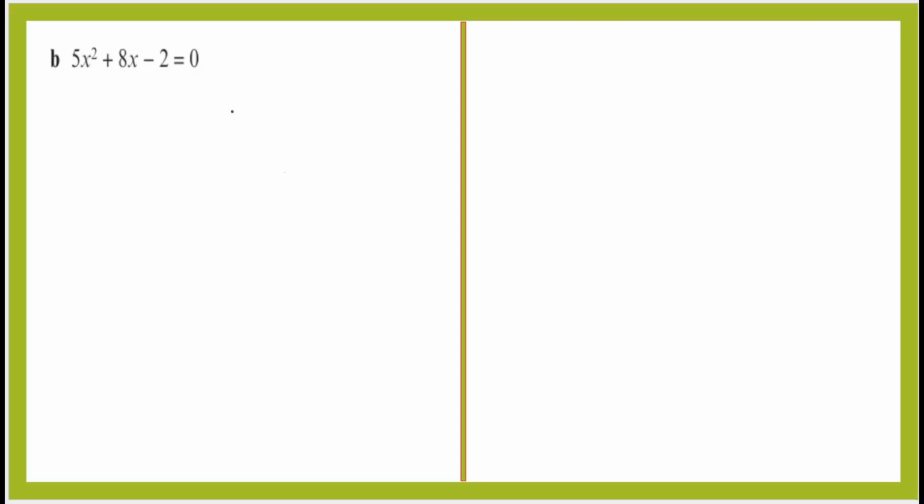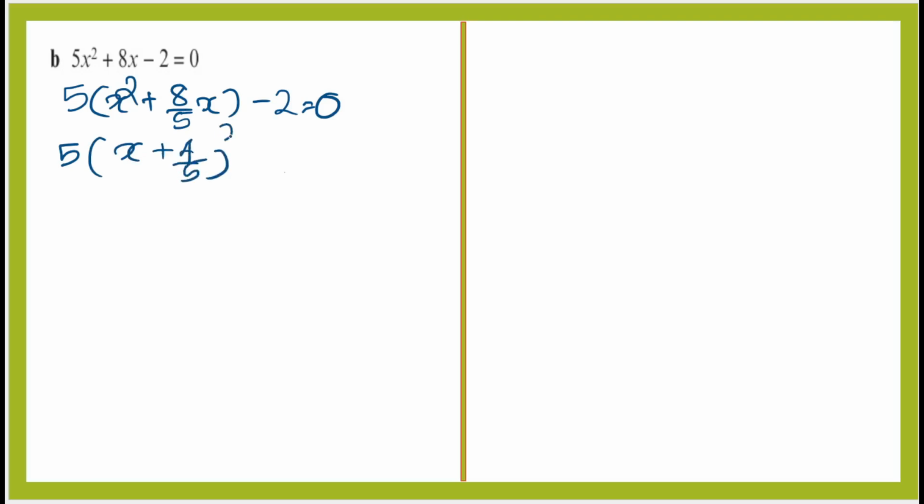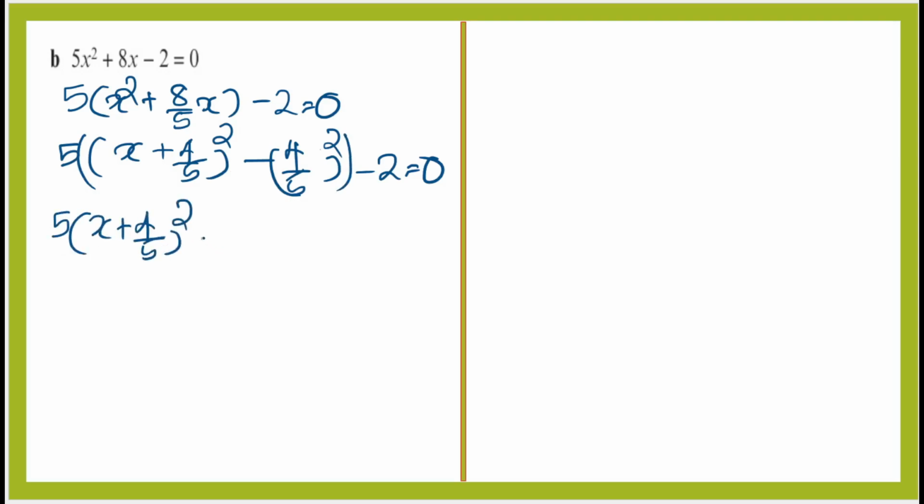Now for 5x square plus 8x minus 2 equal to 0, take 5 as common from the first and second terms. It's 5 times (x square plus 8 by 5 x minus 2) equal to 0. Now apply the first form for the portion x square plus 8 by 5 x. It's (x plus 4 by 5) the whole square minus (4 by 5) square, minus 2 equal to 0. 5 times (x plus 4 by 5) the whole square minus 5 times (4 by 5) the whole square minus 2 equal to 0.